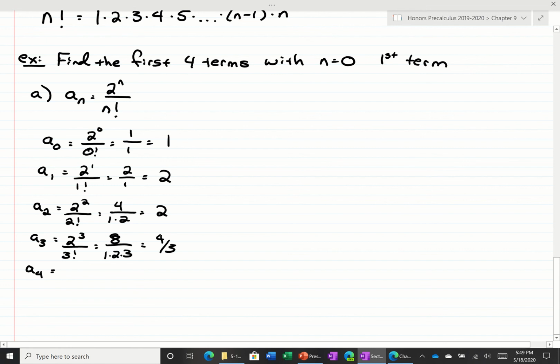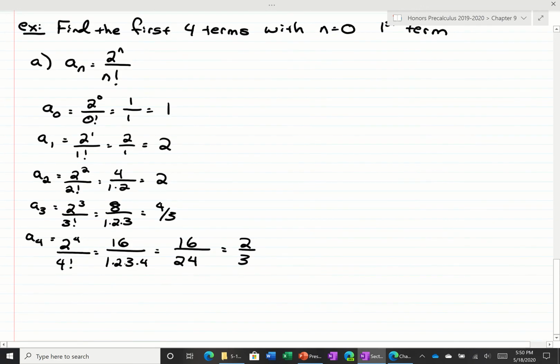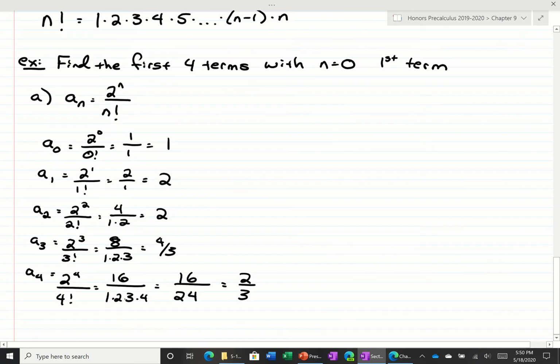And then the fourth term would be 2 to the fourth over 4 factorial, which is 16 over 1 times 2 times 3 times 4, which would be 16 over 24. 12 times 2 is 24, which would be 8 over 12, which is 2/3. Usually when we're talking about the first 4 terms, well, in this case, I told you n sub 0 is the first term, right? So this would really be the first 4 right here.